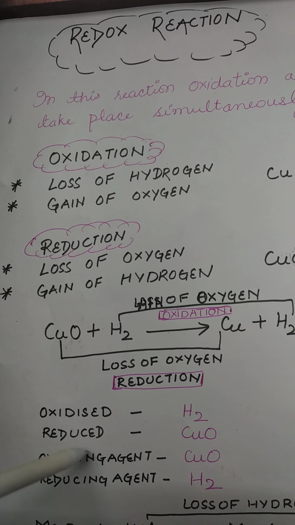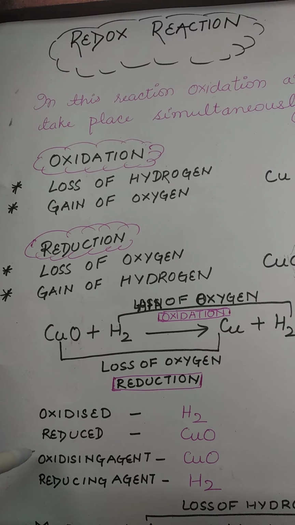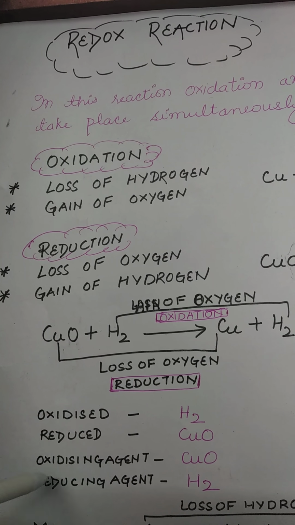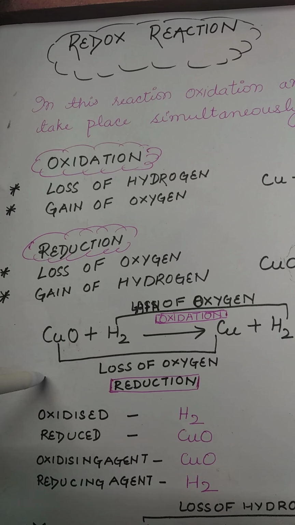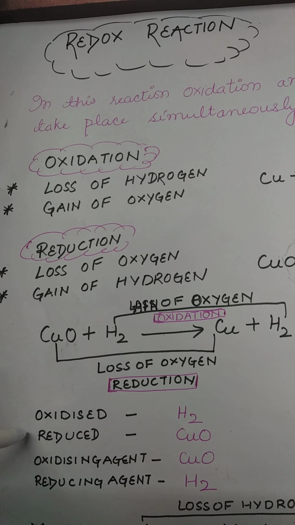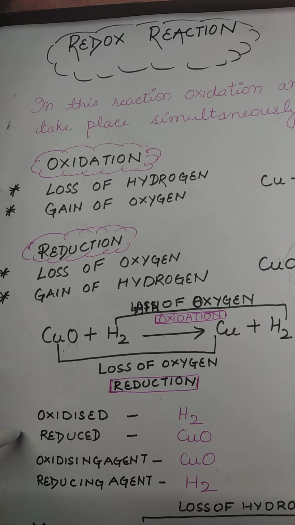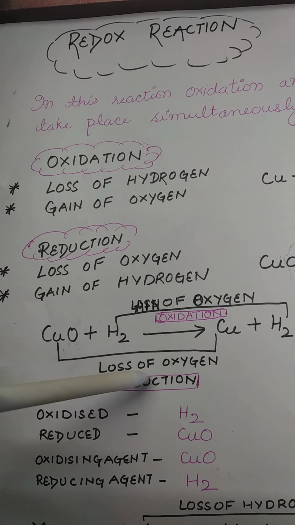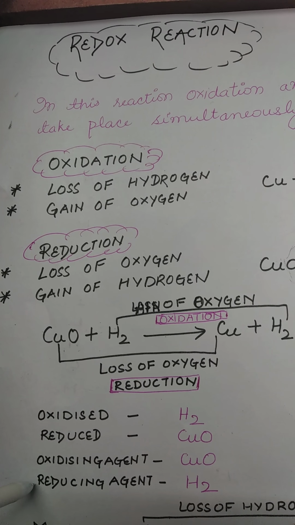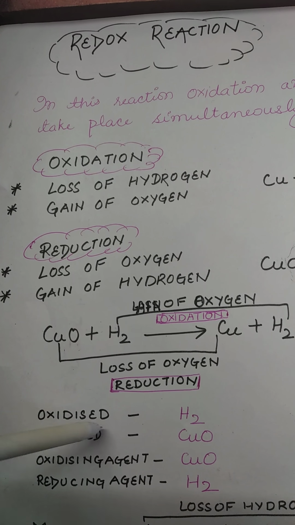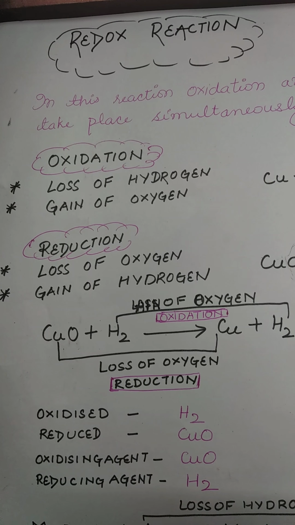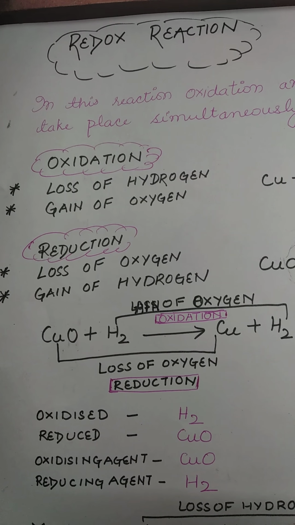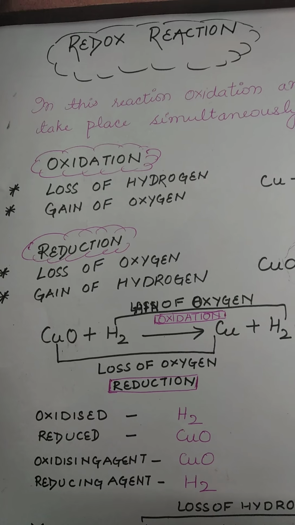Now, two more important things. One is oxidizing agent and the other is reducing agent. Just keep it in mind, it is just reverse. The substance which is oxidized will be the reducing agent, and the substance which is reduced will be the oxidizing agent. So oxidized is what? H2. So it will be the reducing agent. And reduced is what? CuO. So it will be the oxidizing agent. So the answer will be from reactants only, not from the products.